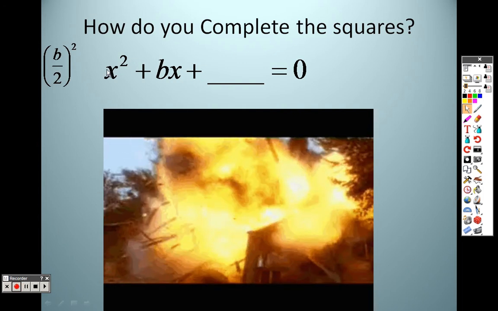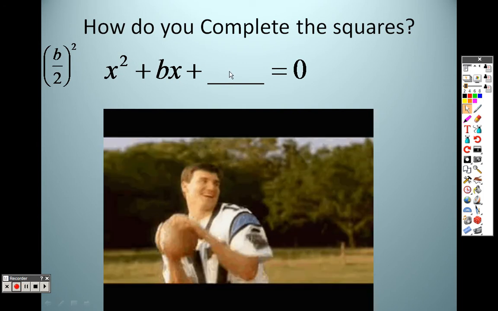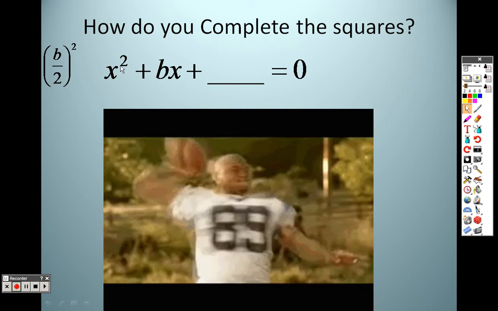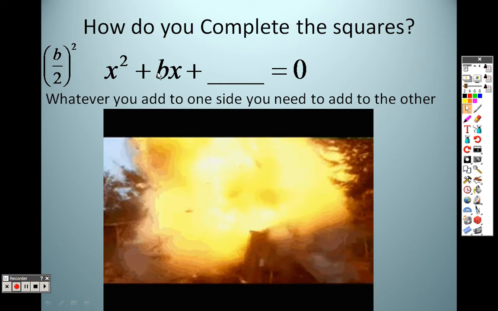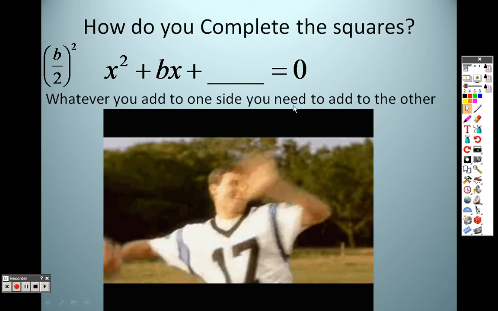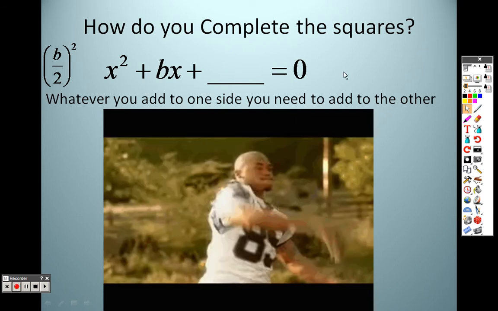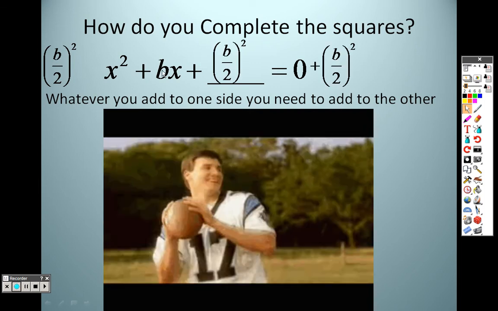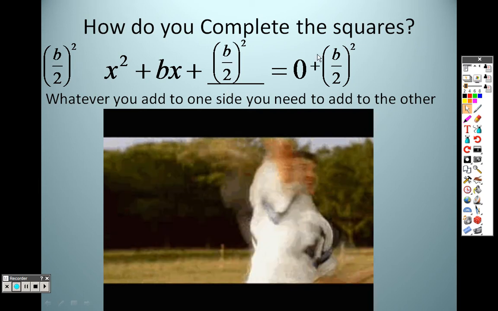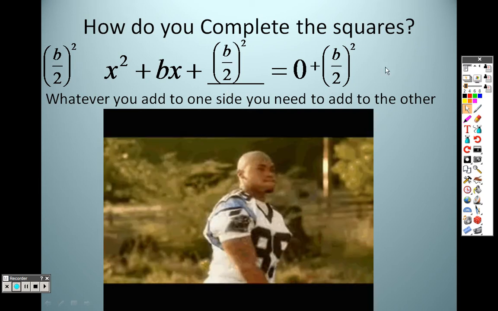So basically, here's what you're supposed to do. You have an ax squared plus bx plus c, but when you complete the squares, you take whatever the b is, and you add that to one side, and you also need to add it to the other. So you're taking whatever that term is, squaring it, and adding it to both sides to solve it.